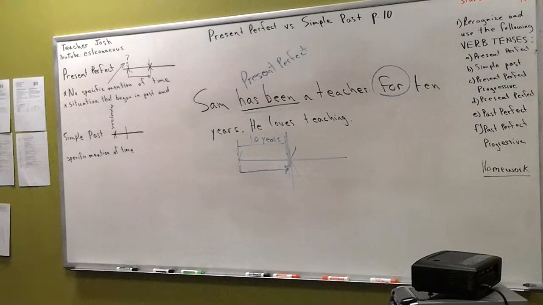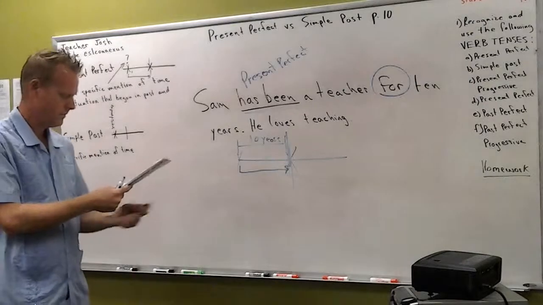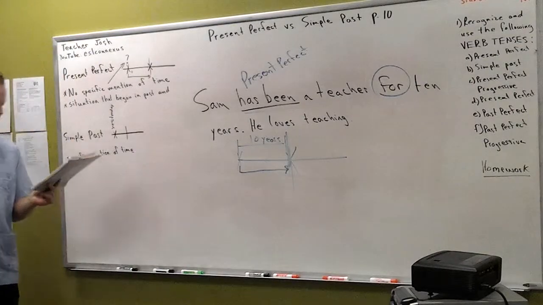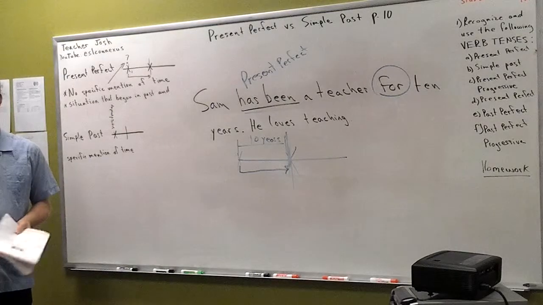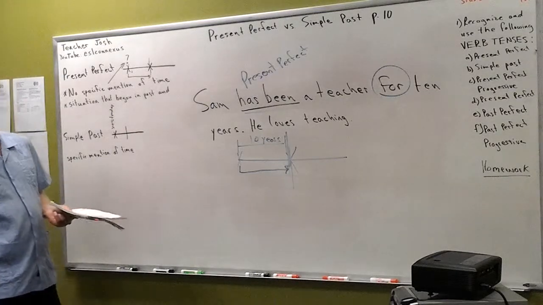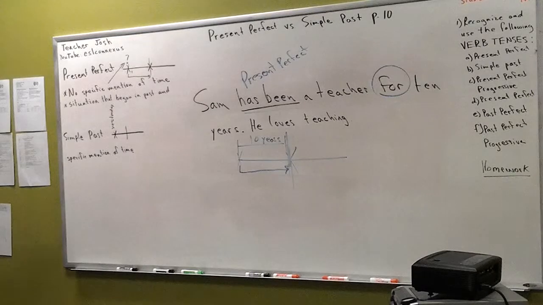Notice what it says here. It says the present perfect. Will you read that? The present perfect is used for situations that begin in the past and continue to the present. Yep. So it began in the past, continues to the present. And you can even define the length of time if you use for plus the time period. So I could say, Sam has been a teacher for 1 year. Sam has been a teacher for 10 minutes. That would not be good.